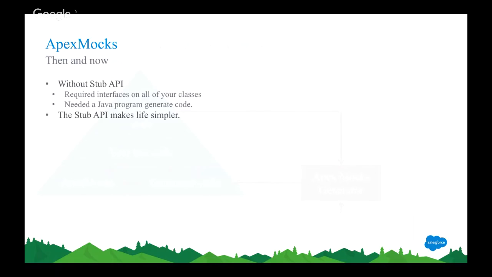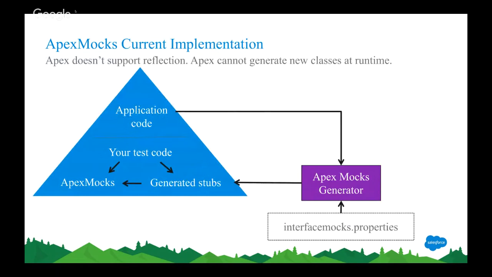The current implementation works a bit like this, and don't miss the symbolism of the pyramid. You have your application code, but your foundation is really your tests. You have your application code, and then you have your test code for that. Your test code will call into ApexMocks, which utilizes generated stubs from your ApexMocks generator. The generator uses an interface mocks properties file to map your interface names to new mock class names. And the mock generator has to be run before any of your test code can be utilized.